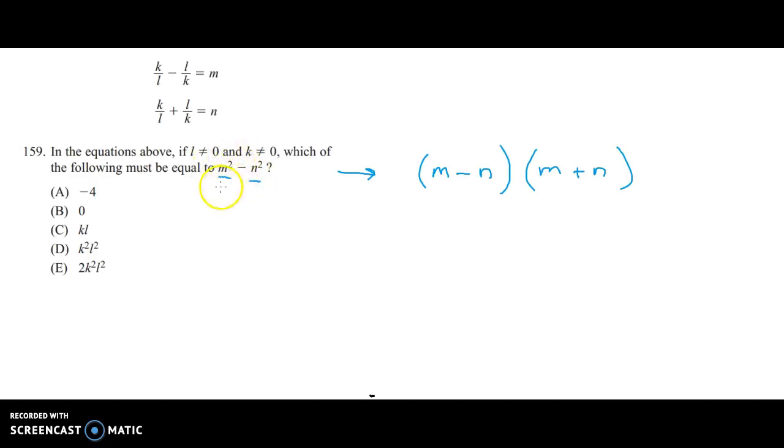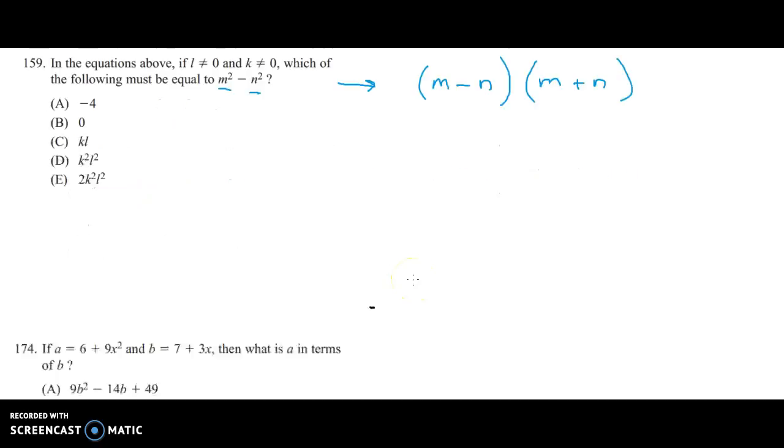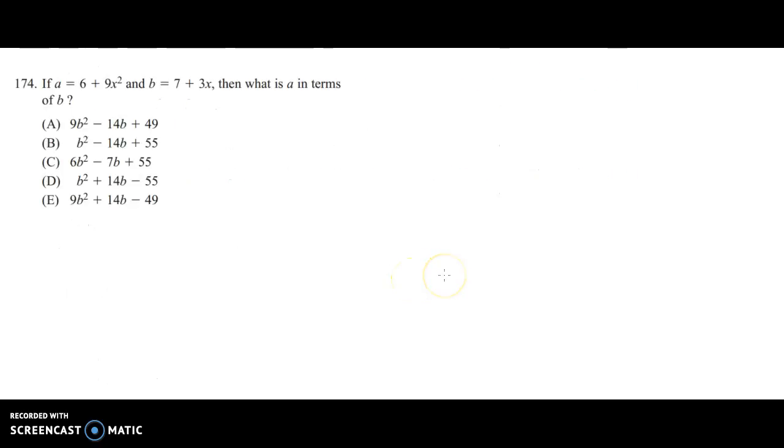The big idea here was recognizing that m squared minus n squared could be rewritten as such. And so then all we have to do is just subtract and add those different terms together. Probably some stuff is going to cancel off, and then just multiply. So I'll leave that as an exercise. Let's do one last one here.